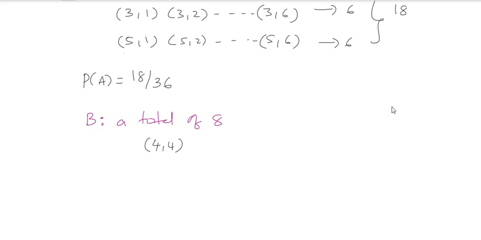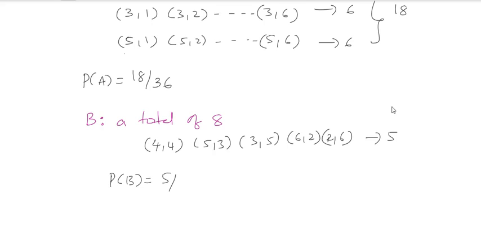Total of 8 will be what? 4, 4. Yeah. 5, 3 and 3, 5. Then 6, 2 and 2, 6. These are the possible cases. Am I right or not? So here how many will be there? Total 5 will be there. So what's the probability of B? What's the probability of B, 5 divided by 36. Am I correct or not?